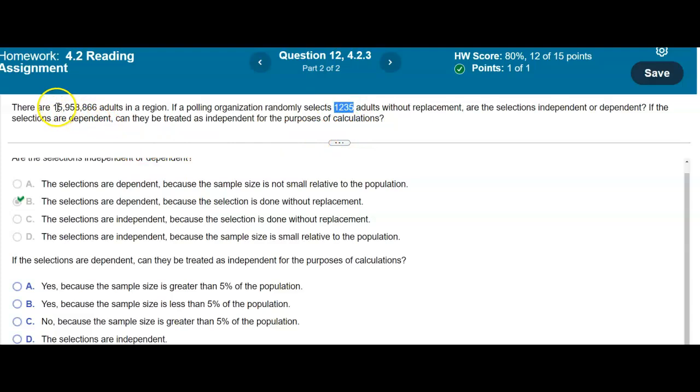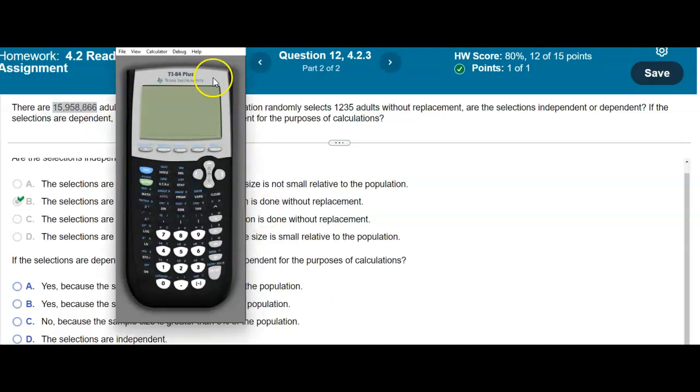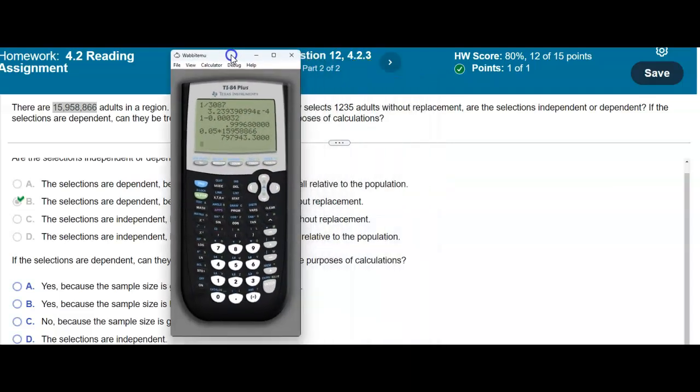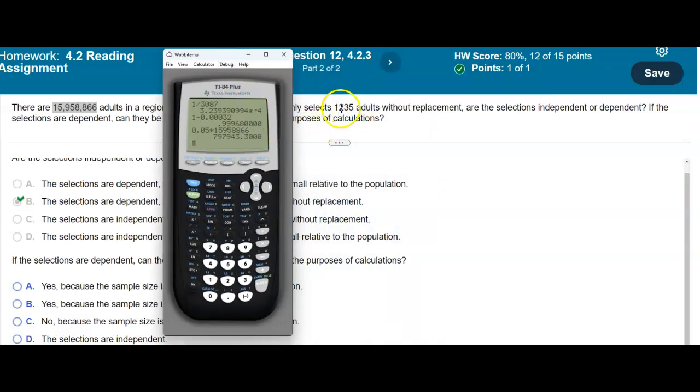And now we need to take a look at what is the population. The population is 15,958,866. Well, we need to take a look at 5% of that population. So that means that we're going to take 5%, or it's the same thing as 0.05, and we're going to multiply it by the population there, which is times 15,958,866.